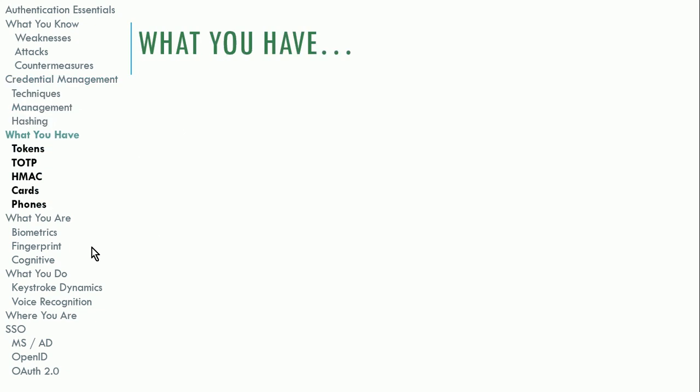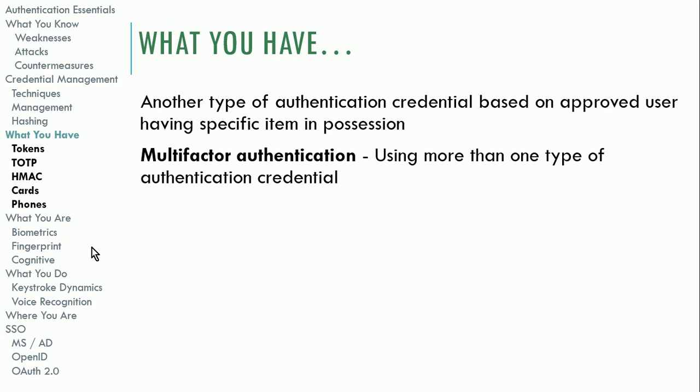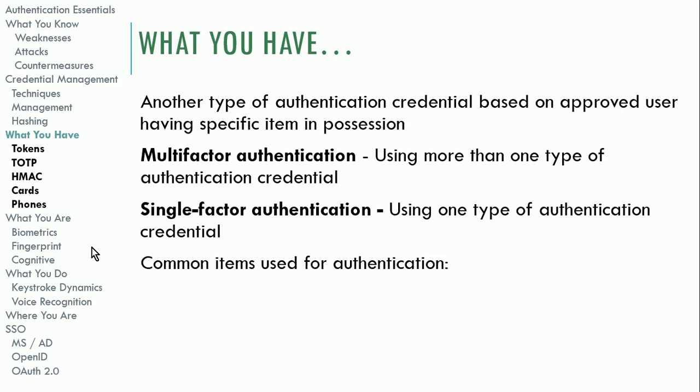So the next factor of authentication is something that you have. So it's some object that you have in your possession that you have to have in your possession in order to get access to a system. When we talk about multi-factor authentication, it's using more than one type of authentication credential. So for example, we talked about passwords, which is something that you know. Typically, multi-factor authentication is something that you know and something that you have. So that's the most common method of multi-factor authentication. I'd say by and large, when you hear about multi-factor authentication, probably 99 times out of 100, it is something that you know and something that you have. Single factor would be just something that you have or just something that you know, or any one of these different factors that we're discussing.